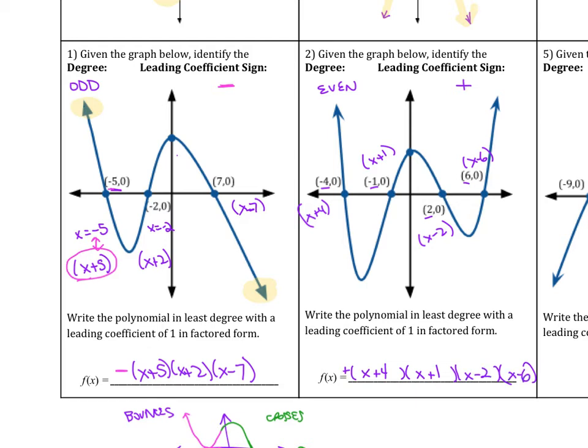And you can verify, right? It should be an even degree. So from the last video, when we graphed it in factored form, we would count the number of x's. Notice I have 1, 2, 3, 4. That means it's even. And then we know it's positive because it's up.